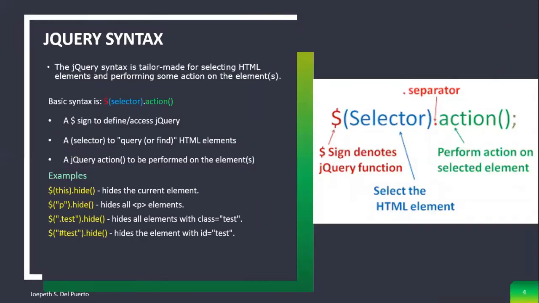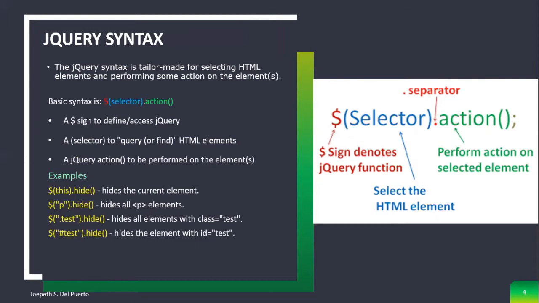The next one is jQuery syntax. The jQuery syntax is tailor-made for selecting HTML elements and performing an action on the elements. The basic syntax is: the dollar sign defines or denotes the jQuery function. The selector is used to query or find HTML elements. The dot is the separator. The action, with the open and close parentheses, performs an action on the selected elements.